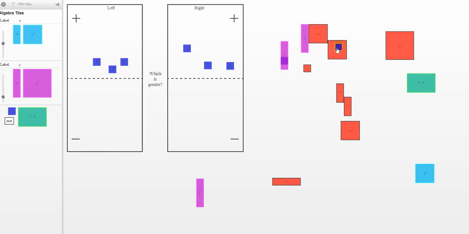And now I'm literally going to start pulling off these ones until I go, oh look, the left side was greater. Okay, that is all there is to it. You're just practicing this a bunch.